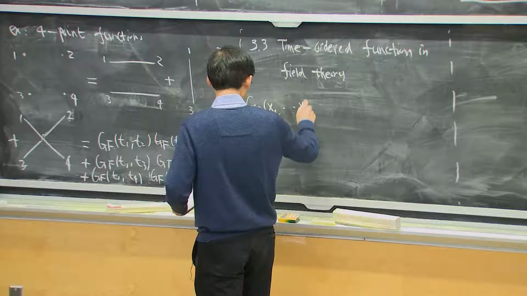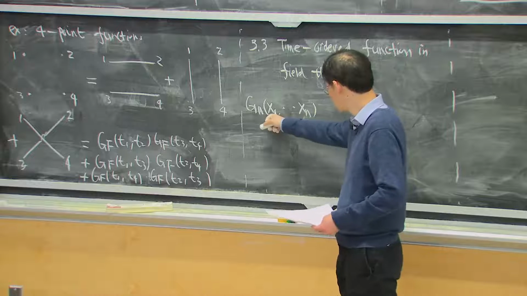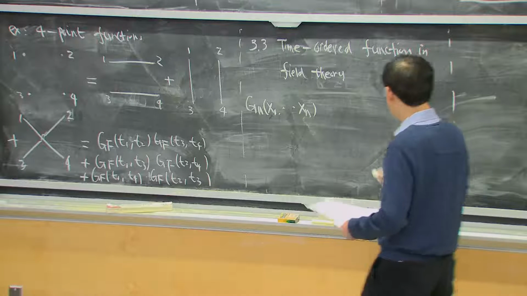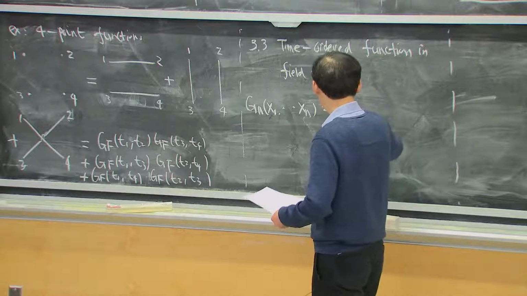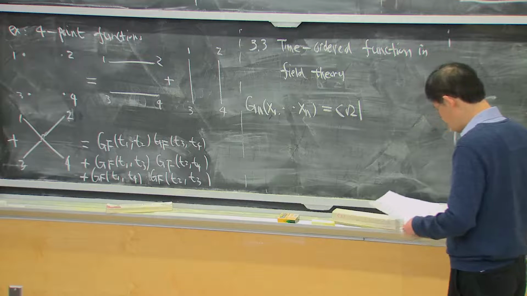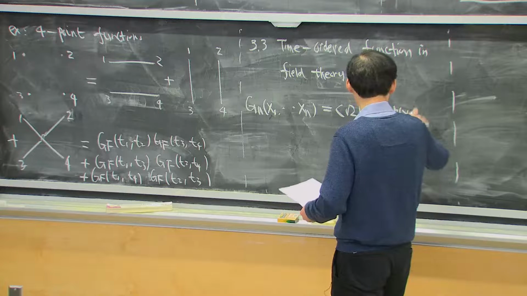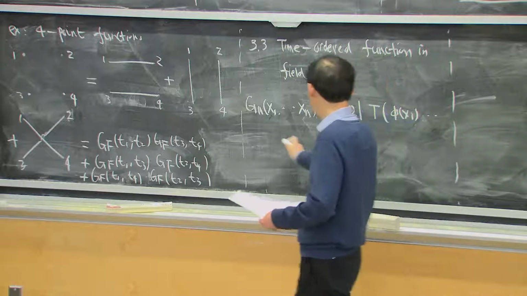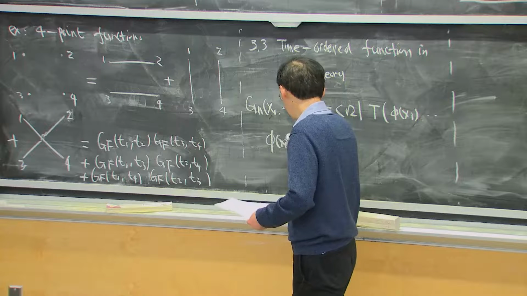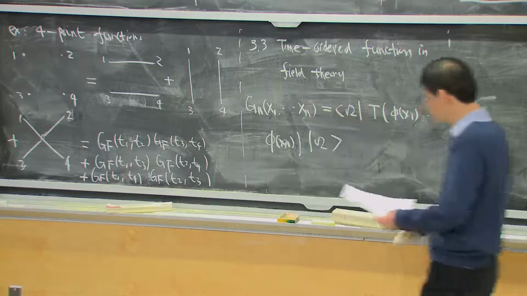Suppose we consider this n-point function, and now x1 to xn denote space-time points. Previously we called the vacuum for the field theory in the interacting theory omega. So now you consider this quantity, phi(x1) through phi(xn). Let's look at this n-point function between the vacuum.